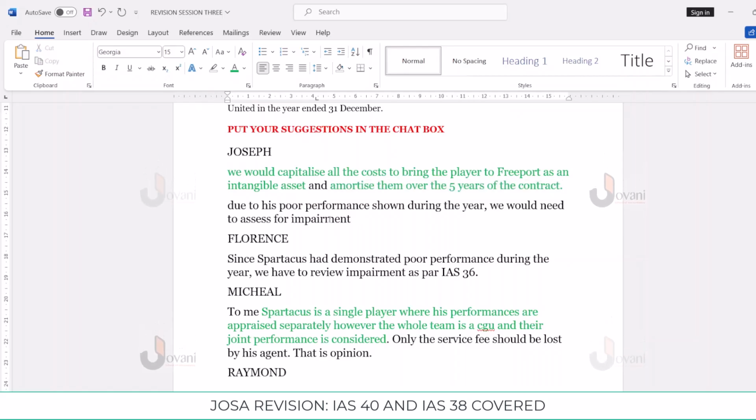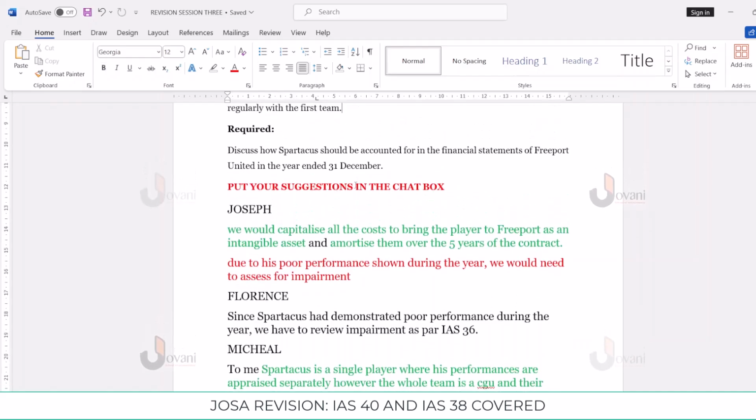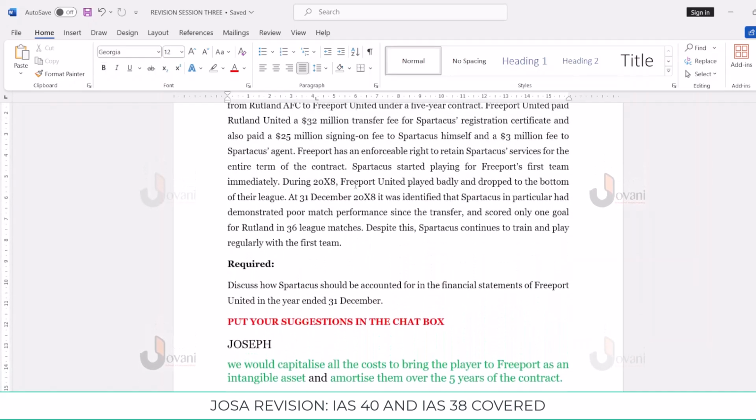Then here you say, due to his poor performance shown during the year, we would need to assess for impairment. We said this is a red flag. You should talk about a CGU, since a single player cannot be treated as an independent revenue generating unit.